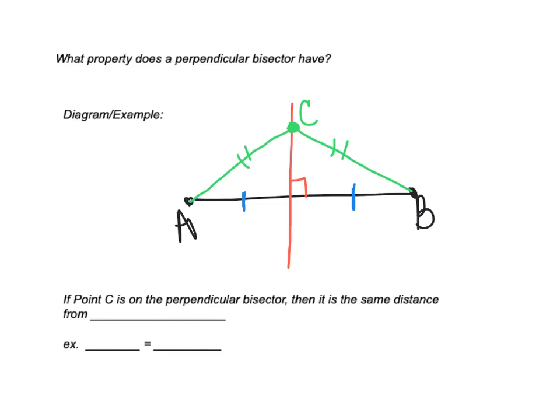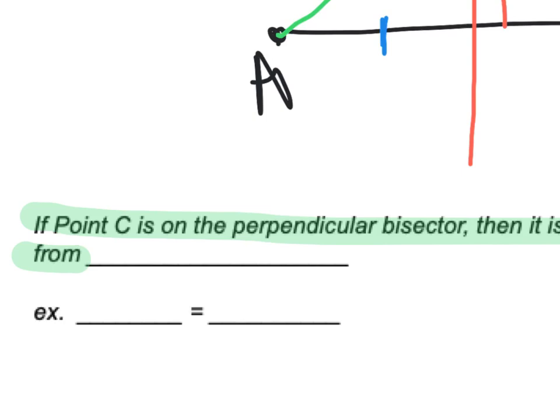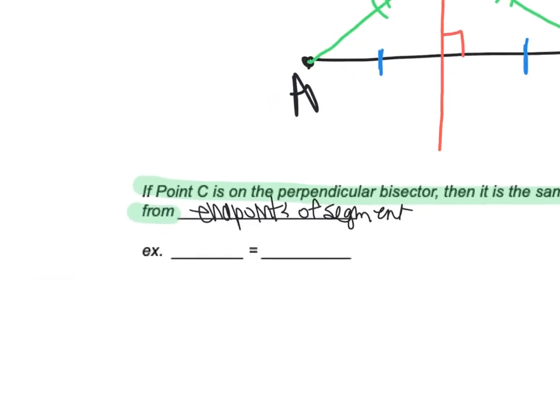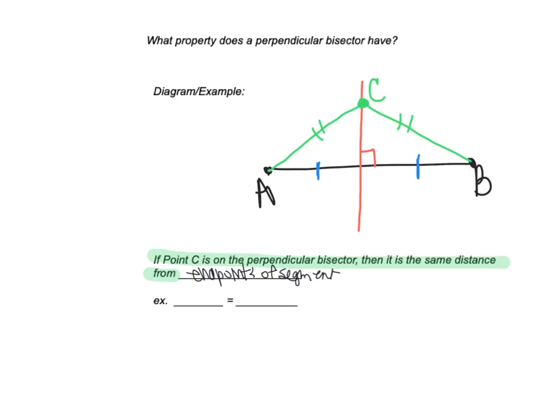So down here on our properties notes, it says if point C is on the perpendicular bisector, then it is the same distance from, in this case, the endpoints of the segment. Okay, so an example here, point C is on that red line, so we would know that AC equals BC.